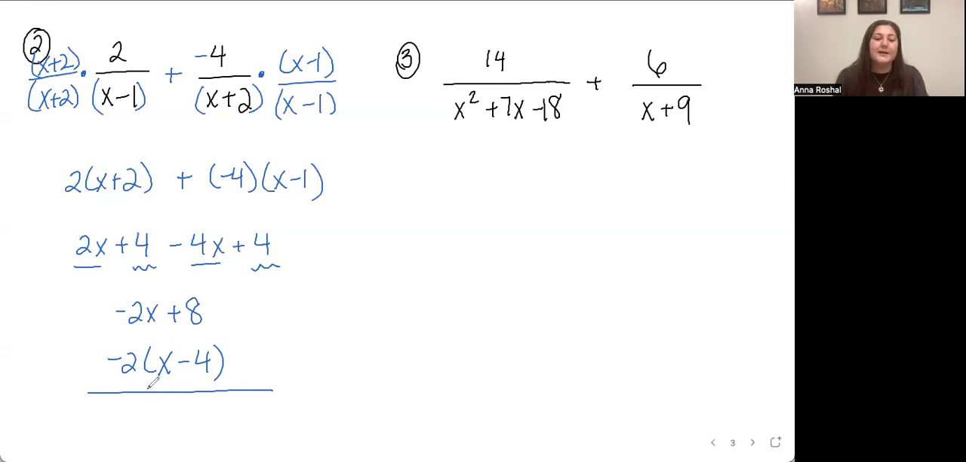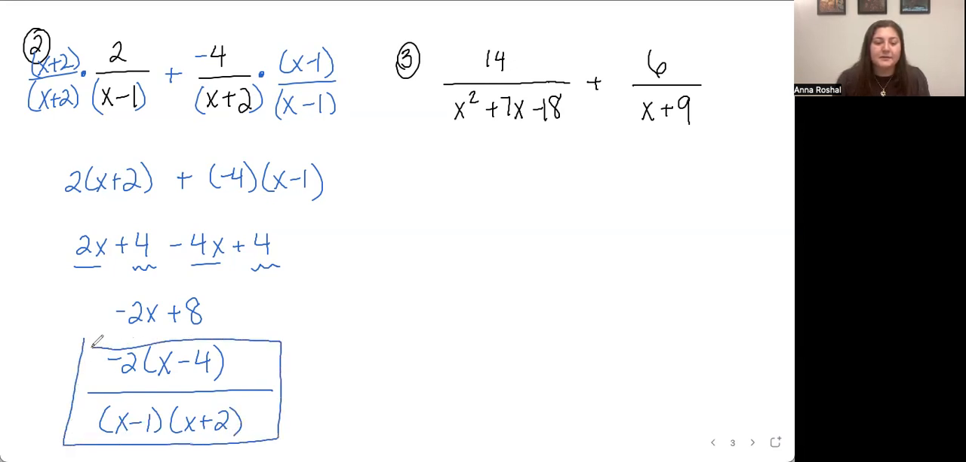And now, when I'm fully factored, fully combined, fully distributed, I can now go in and add my denominator of x minus 1 and x plus 2. And then this is going to be my final answer. Okay, so all I've done is just create common denominators and add both fractions.